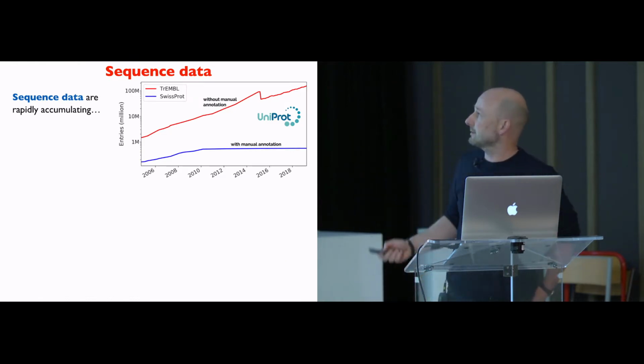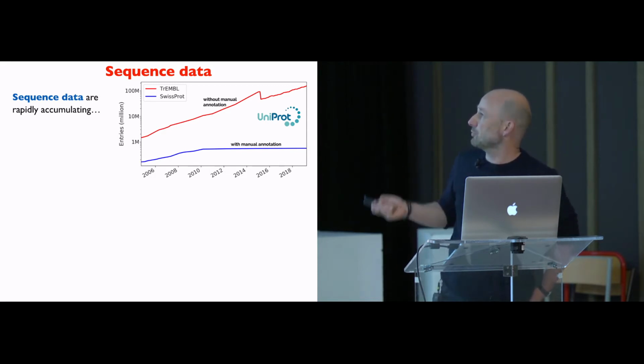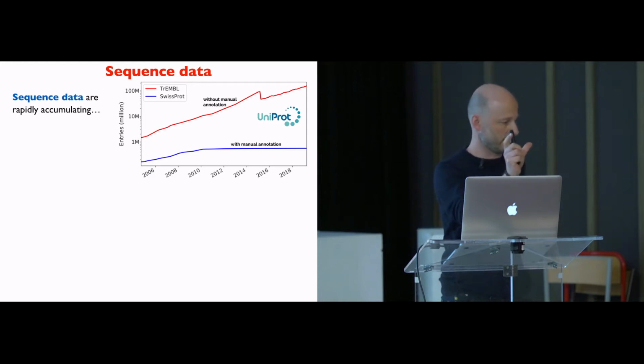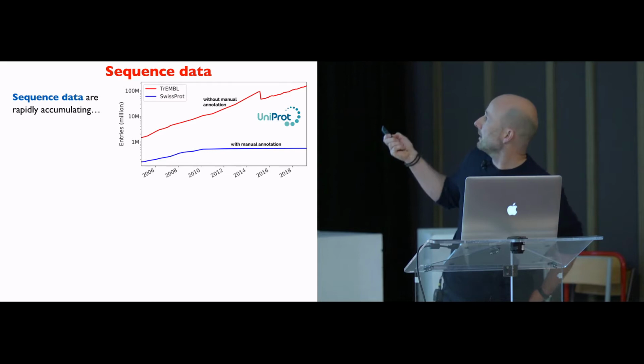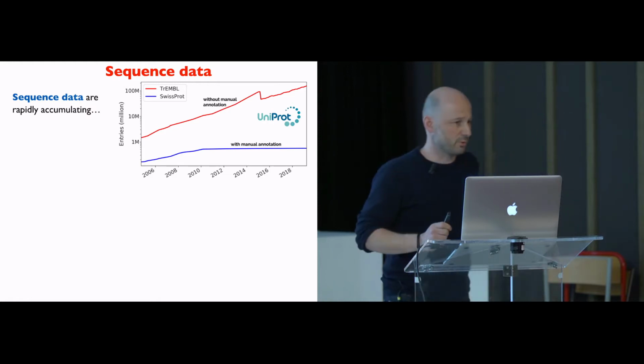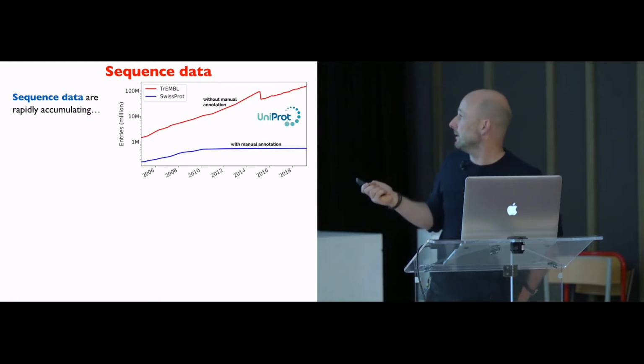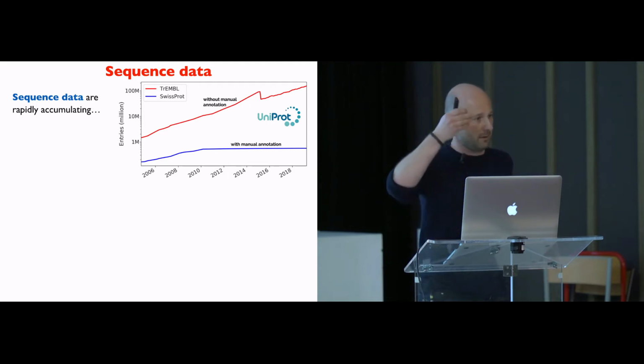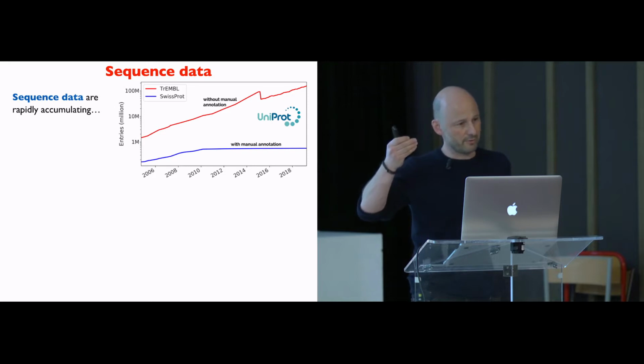I want to illustrate this better with the UniProt database, which is the most important protein database. It contains protein sequences and annotations of protein sequences, and it has two sub-databases. One has its size characterized by the red line here, which shows a roughly exponential increase over more than one decade. And these are proteins which come from genome sequencing projects.